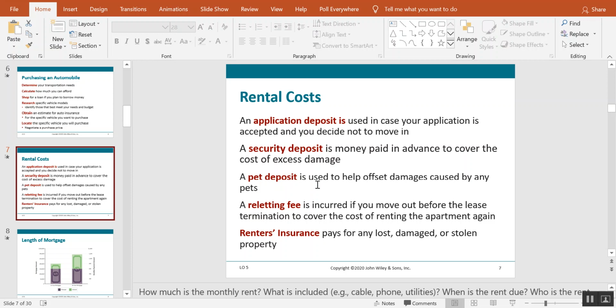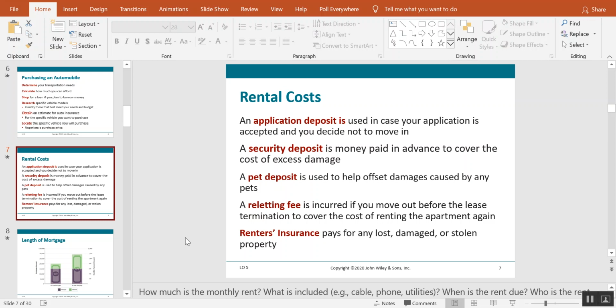Many times, if you're moving into an apartment, there's a separate pet deposit that they will ask you for as well. And then, if you decide to move out before the lease is over, there is typically a reletting fee or a lease breaking fee, as they sometimes refer to it. And these can be substantial. One of the things you need to think about, though, if you're going to rent an apartment or a home, is that you should have renter's insurance to cover any lost or damaged property that would result from, let's say, a fire or some kind of accident.